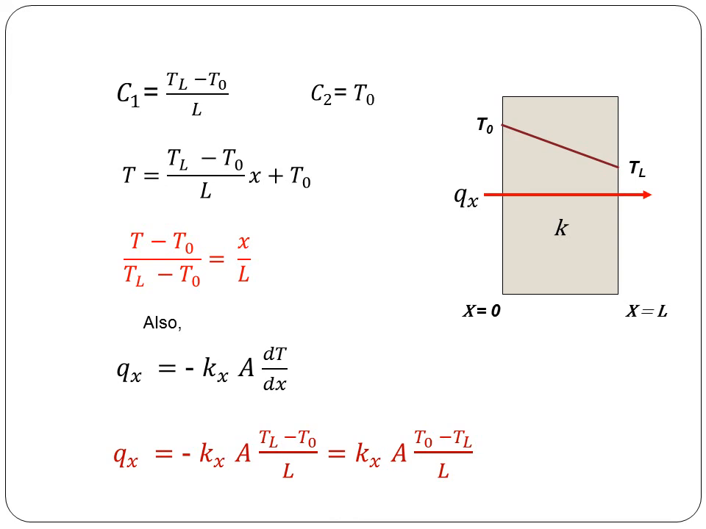When I rearrange these terms, I get the temperature distribution equation as T minus T 0, where T is the temperature at any x, divided by T L minus T 0, equal to x by L. This equation can be used for obtaining the temperature at any value of x. If I want the temperature at the mid plane, I just substitute x equal to L by 2, and I will get that temperature.